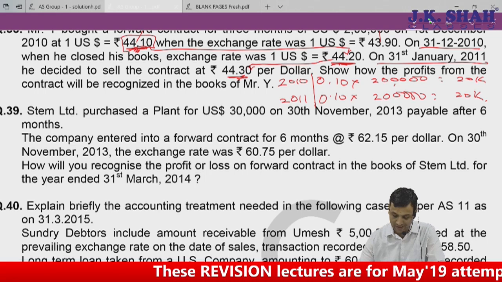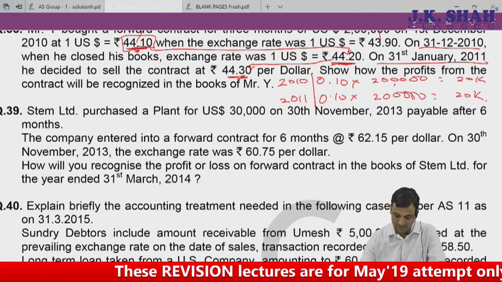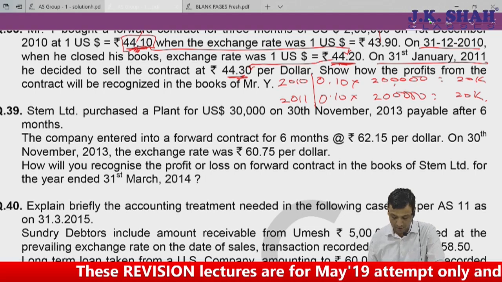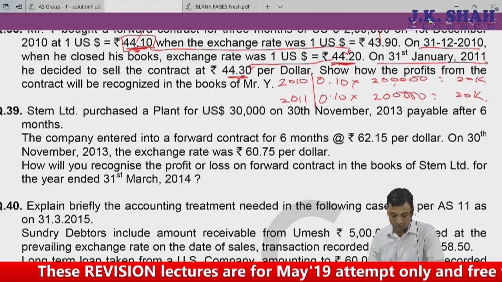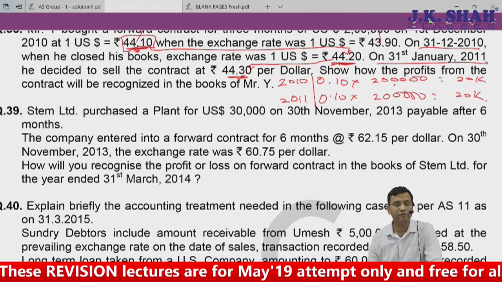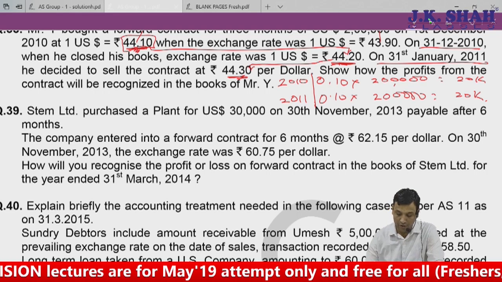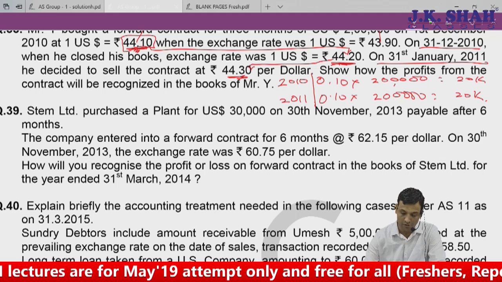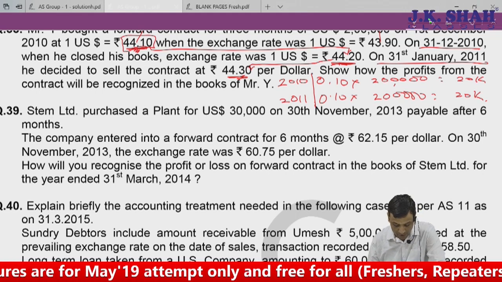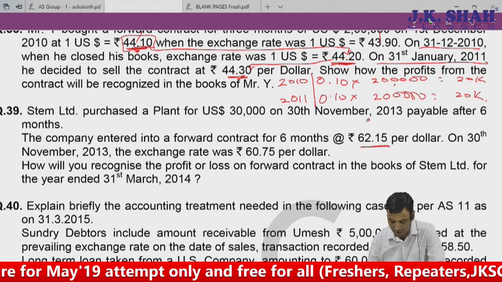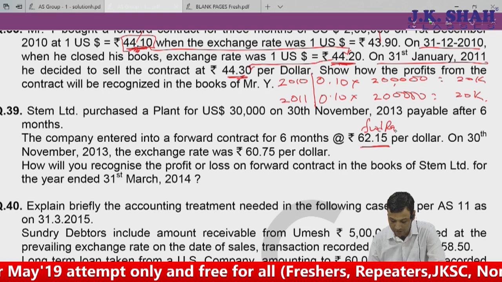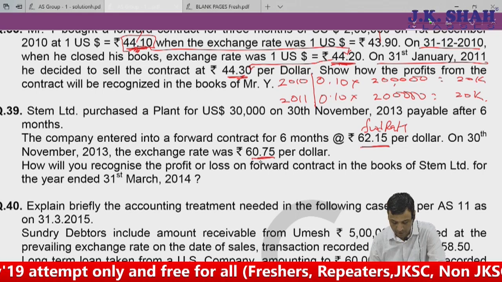62.15 minus 60.75, so it is nothing but 1.4. This 1.4 is the forward difference. This 1.4 into how many dollars do we have? 30,000. So the forward difference total is 42,000. Remember, this is your forward rate, and this is your spot rate.